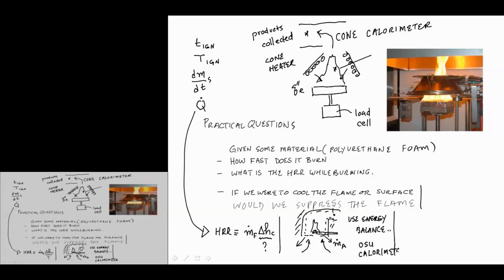What the cone calorimeter, what the innovation that came about in the development of this at NIST is the idea that the heat of combustion on an oxygen basis, I think we talked about this, is always about 13 megawatts per kilogram O2.